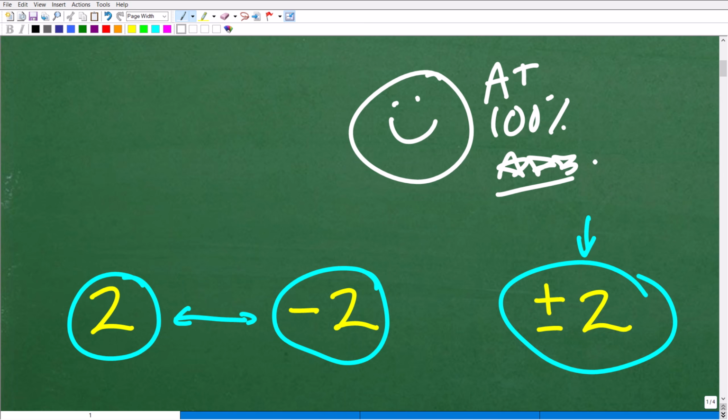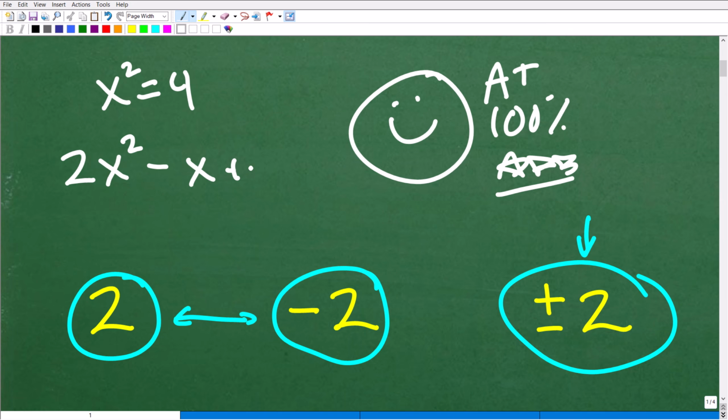And those type of equations can look something like this: x squared is equal to 4. Matter of fact, that's what this particular equation turns into. But they obviously can look more sophisticated. They can look like this: 2x squared minus x plus 9 is equal to 0.